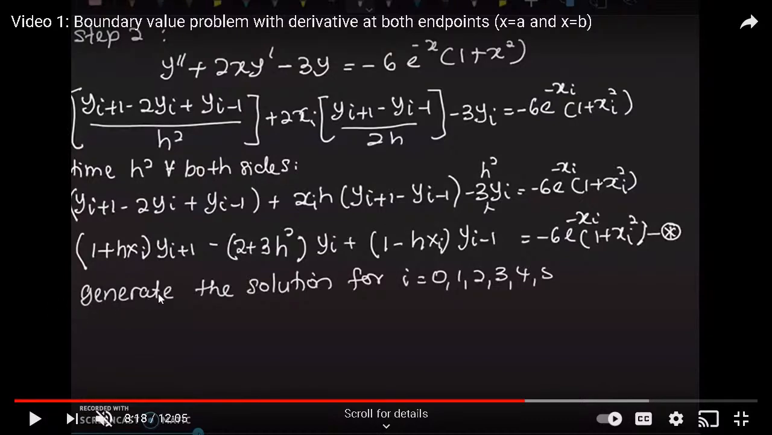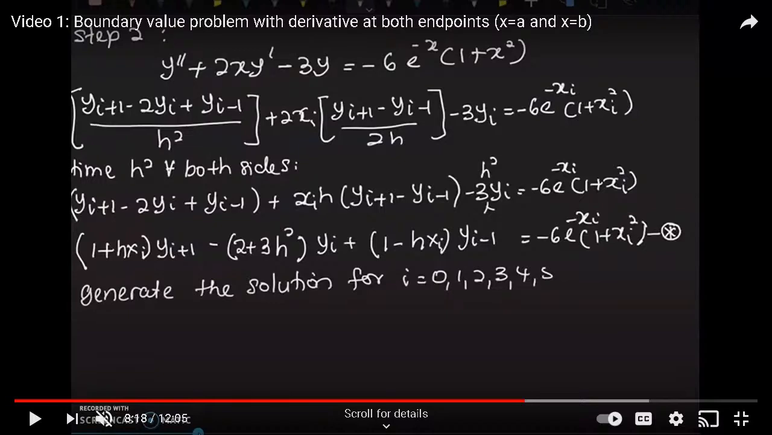There are 3 points here: y(i+1), yi and y(i-1). You put them in columns. You can see the coefficients for y(i+1) and y(i-1) are almost similar. One is 1 plus h xi, the other is 1 minus h xi. And the center is 2 plus 3h squared. So you need to be careful arranging the 3 points, y(i+1), yi, and y(i-1). The rest, the real number, you put on the right-hand side.